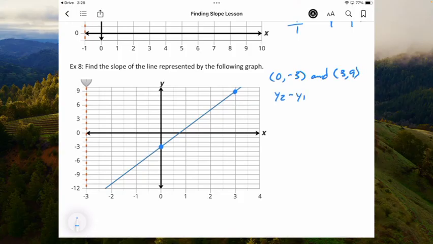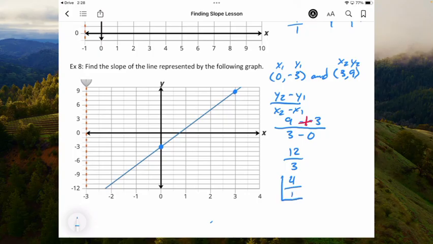y2 minus y1 over x2 minus x1. y2 is, I haven't labeled yet, x1, y1, x2, y2. y2 is 9, y1 is negative 3, and then 3 minus 0, fix the double negative, and we have 9 plus 3 is 12 over 3. 12 over 3 simplifies to be 4 over 1. 4 over 1 would be our slope for that one.